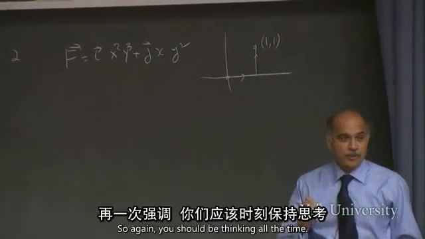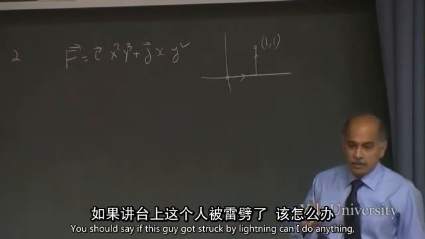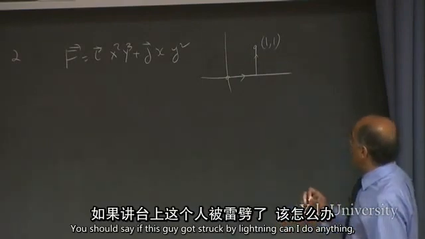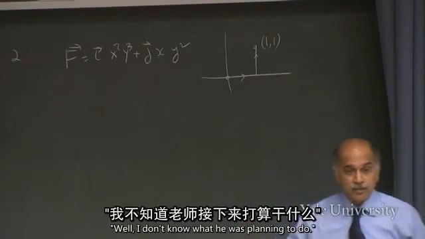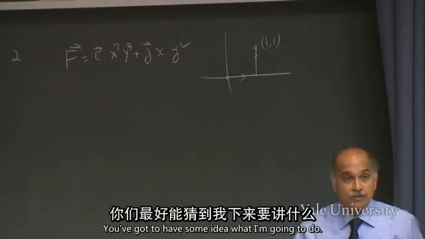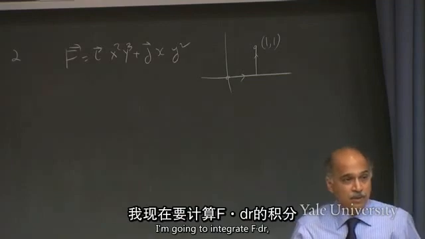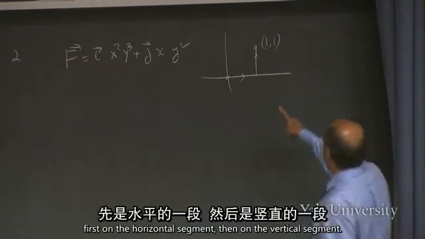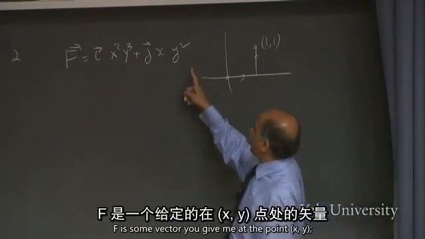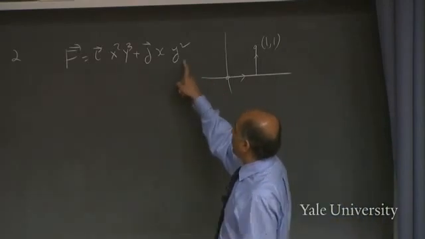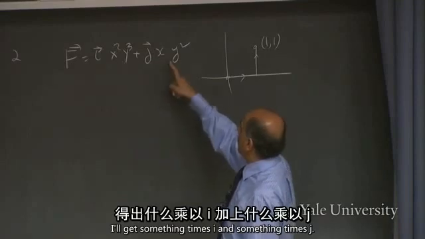So you should be thinking all the time. You should say, if this guy got struck by lightning, can I do anything? Or am I just going to say, well, I don't know what he was planning to do. You got to have some idea what I'm going to do. I'm going to integrate F dot dr, first on the horizontal segment, then on the vertical segment. F is some vector. You give me at the point x and y, I'll plug in some numbers. I'll get something times i plus something times j.